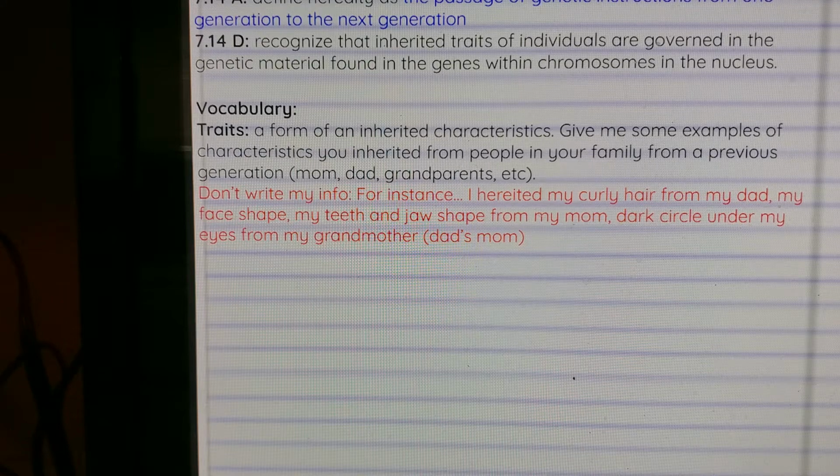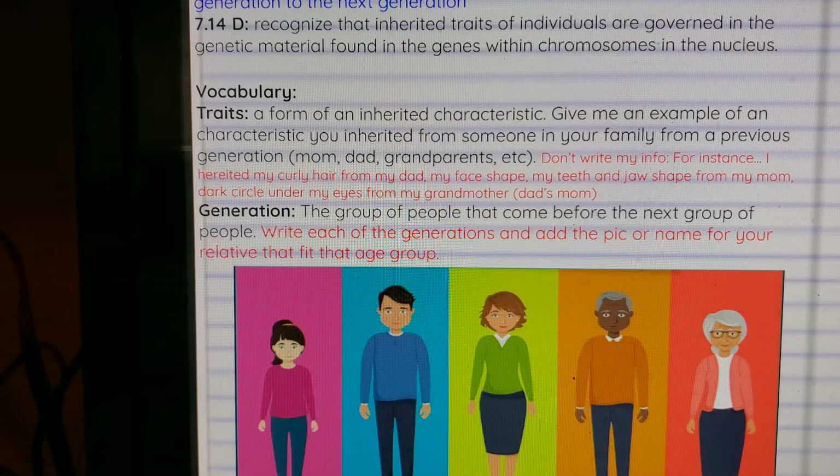So I want you to give me some information about yourself where you think you got some of those characteristics. So give me a couple of examples that you think you inherited, and you can tell who they came from. The next vocabulary word is generation.